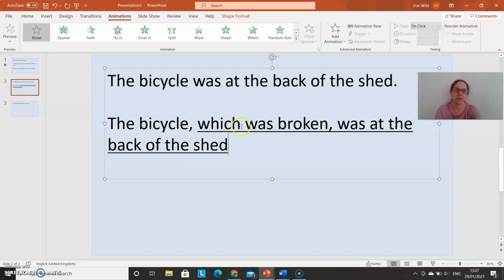Now, I don't want it all underlined. Thank you. I've just underlined the relative pronoun. The relative clause is the bit in between the commas. It's that extra information. That's the whole relative clause. Which was broken.